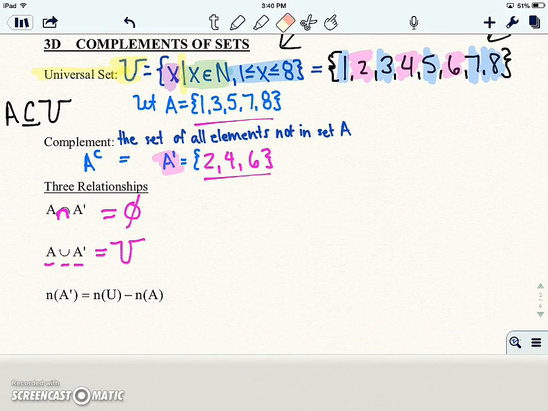And then it wants you to know that the number in the complement, which was in this case 1, 2, 3, would be the same thing as the number in the universe, 1, 2, 3, 4, 5, 6, 7, 8, minus the number in set A, 1, 2, 3, 4, 5, which makes sense because they're just pieces of the whole.